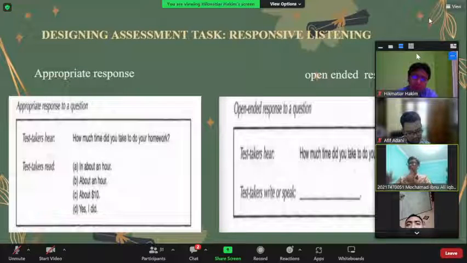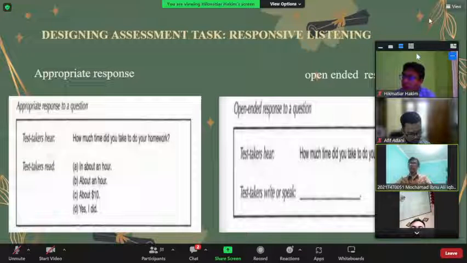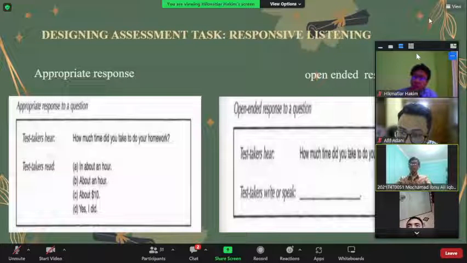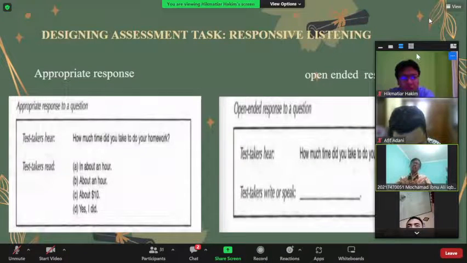The category of responsive listening assessment is assessing the appropriate response to a question. For example, the test taker hears and reads: How much time did you take to do your homework? A, in about an hour. B, about an hour. C, about $10. And D, yes, I did.